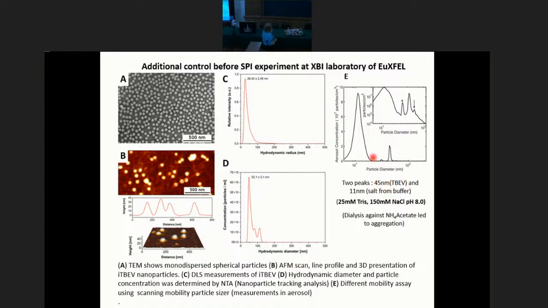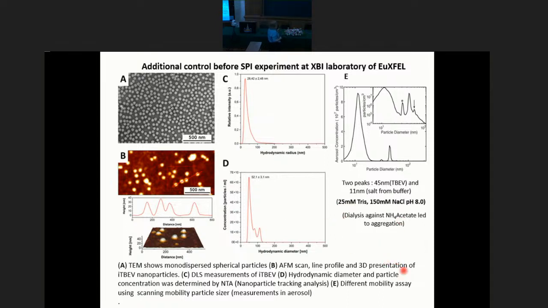And the obligatory experiment is a differential mobility assay using a scanning mobility particle sizer, because the conditions are absolutely the same as during injection of your sample at the beamline. So, you check also your buffer, not only your sample. And we had two peaks here. One peak corresponds to our virus particles. It's about 45 nanometers diameter. But we have also another peak, less strong, about 11 nanometers. And we decided this peak comes from the buffer.